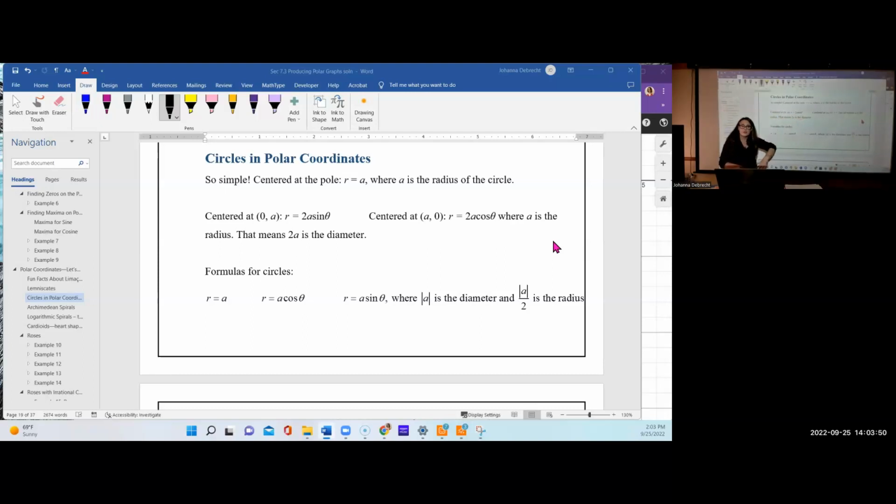Again, sine controls vertical, so it plots on the y-axis. Or you can center it at (a, 0) on the x-axis by using cosine, r equals 2a cosine of theta, where a is the radius. 2a would be the diameter. So notice there's a difference here in these equations. a is the radius in both, but this has a coefficient of 2a, which is actually the diameter, and that just equals the radius. So when you're looking at an equation and you write it as 2a sine theta or 2a cosine theta, that coefficient becomes the diameter, all right? And the radius, of course, would be half of the magnitude of it.